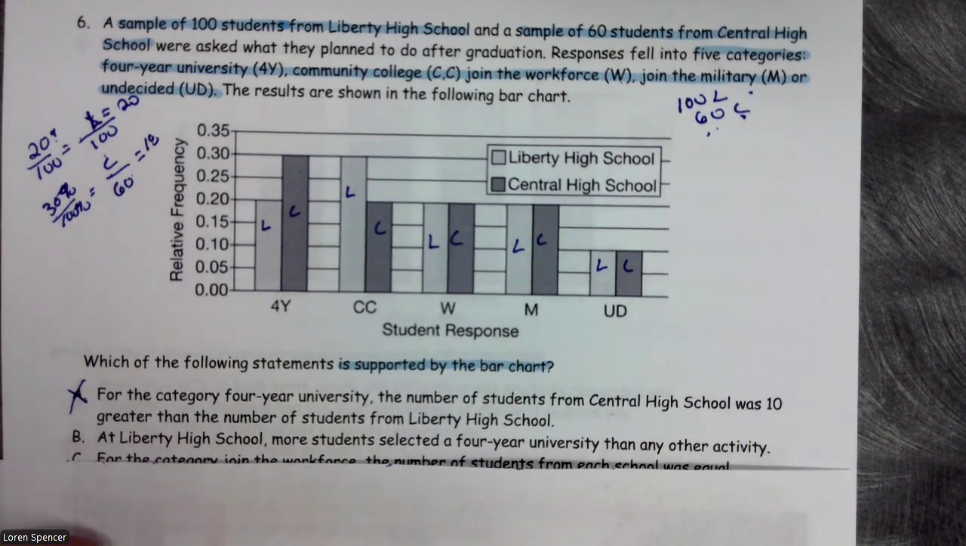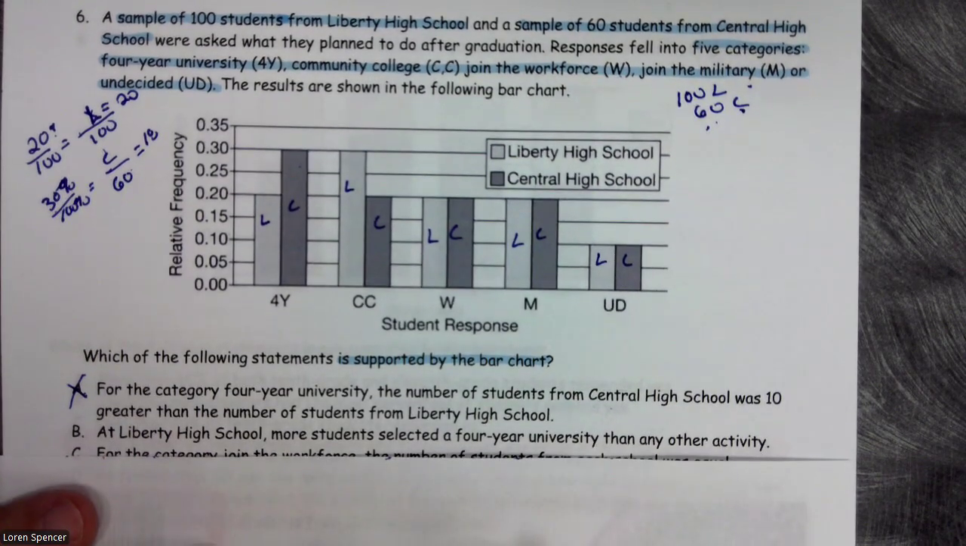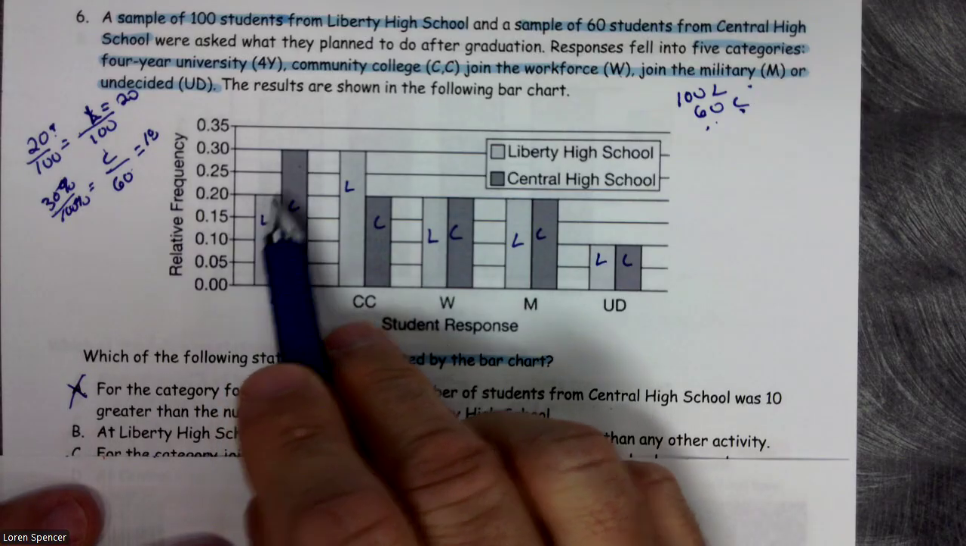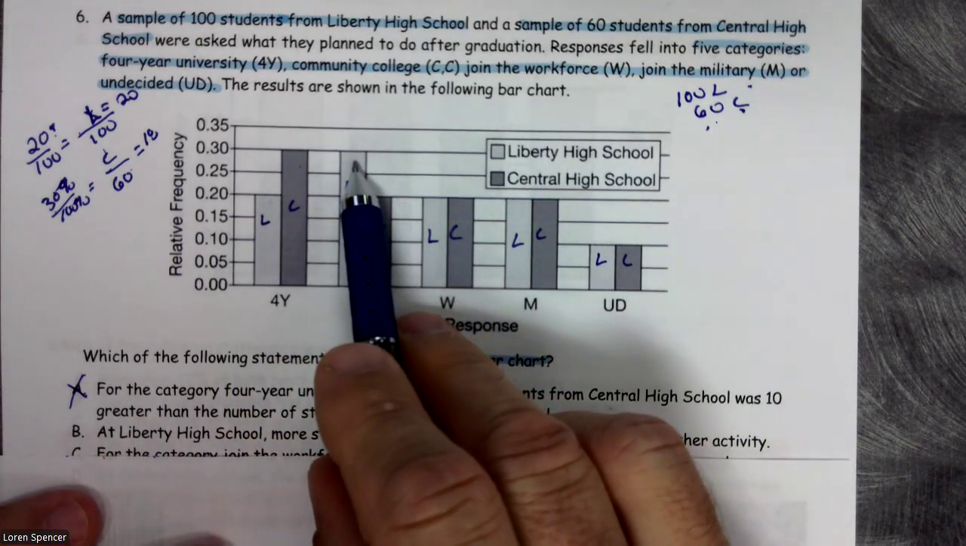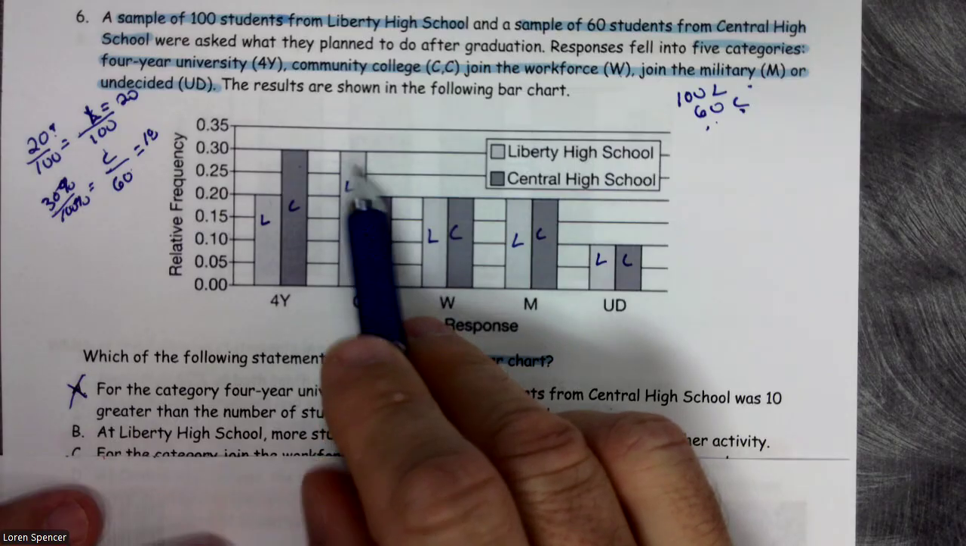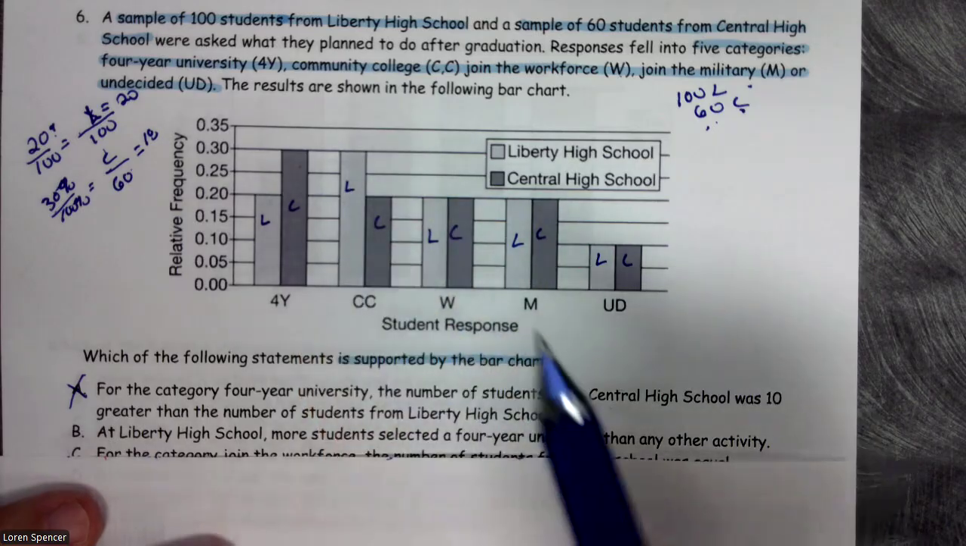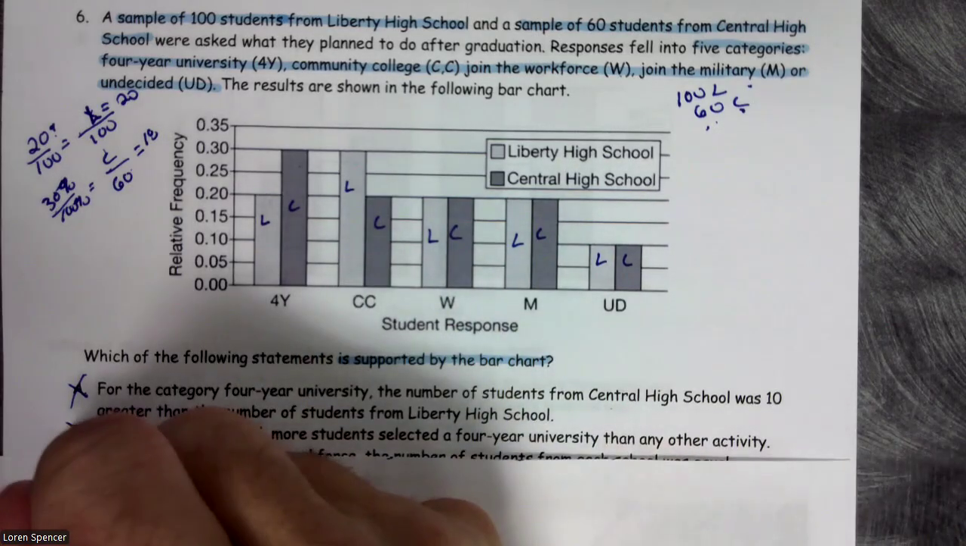At Liberty High School, more students selected a four-year university than any other activity. Well, I can sit there and go, well, that's at 20%. And no, more people chose community college. So that's false. 20% chose four-year, 30% chose community college. So that one's false.